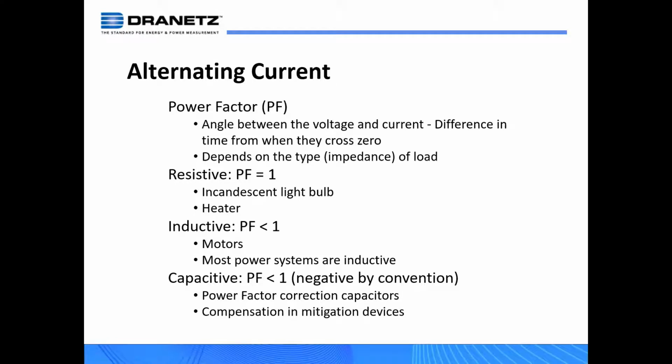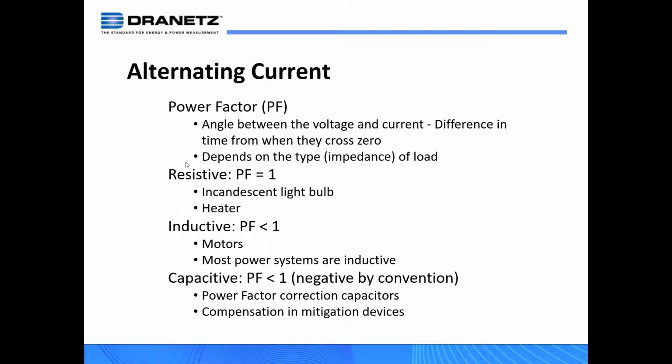And really, one way to put it, and one way we'll demonstrate it on the next slide, is the difference in time from when they cross 0. So due to the impedance of the system, the power factor may change to be inductive, capacitive, or it may just be resistive, which is more along the lines of a DC circuit. There will be no power factor, okay, because it's not reliant on these issues.